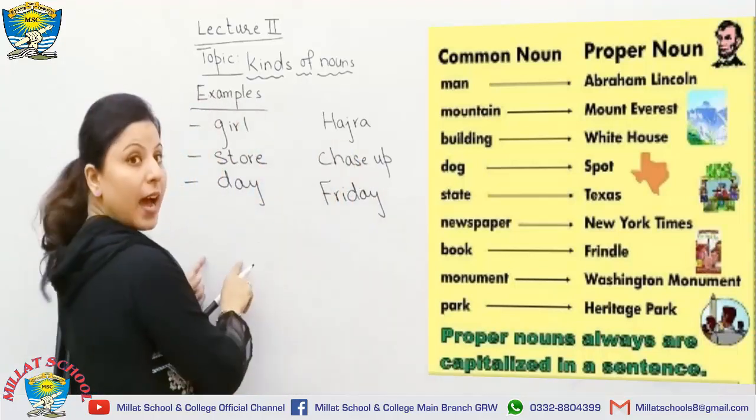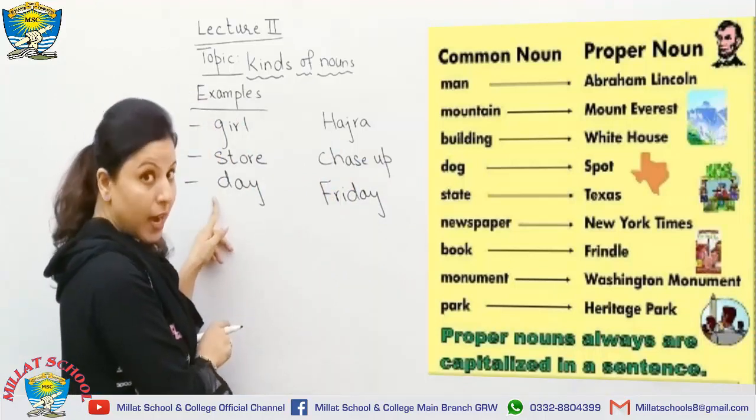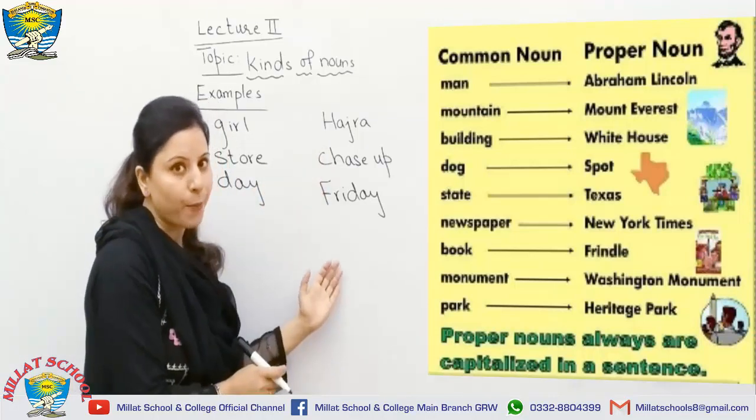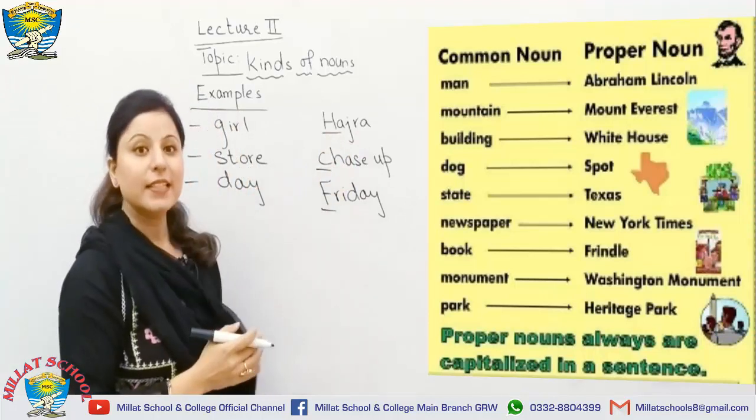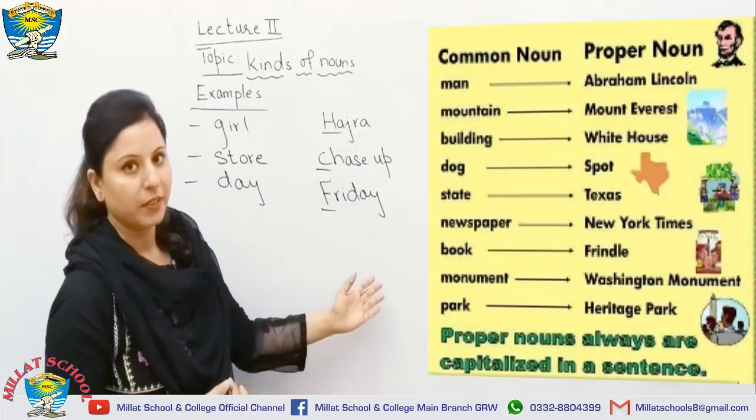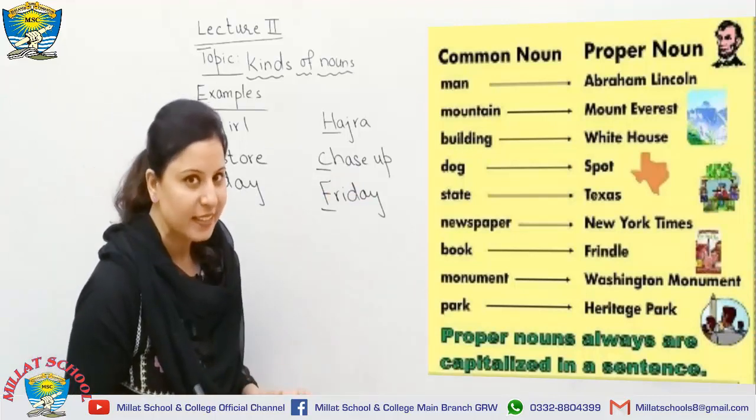And see, I am writing all the common nouns in lowercase letters, but I am writing all the proper nouns in capitalized form. The first alphabet should be capital. This is one of the identifications of a proper noun. So common versus proper, the fun is not ended yet.